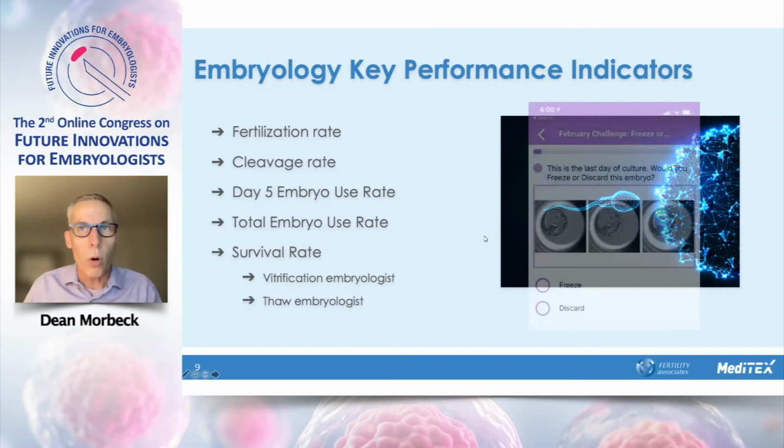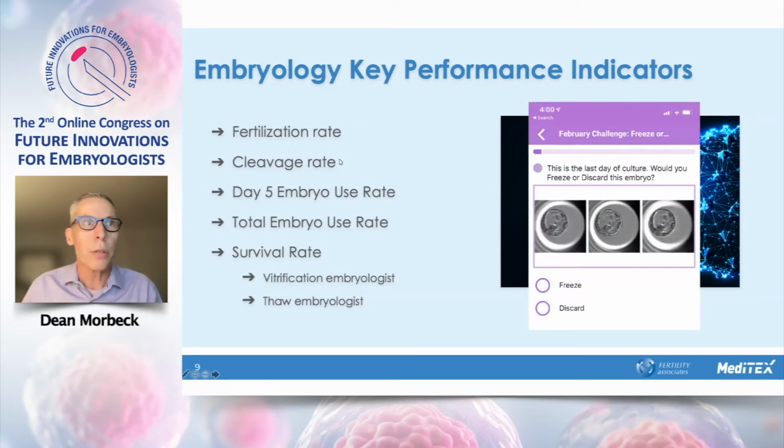I'd like to add one more measure that we don't include in these general ones, and that's really the decisions that we make. Here's an example from an app called Art Compass, and I do disclose that I'm on the advisory board for that company: which day of culture, what would you do on that last day? Would you freeze or discard this embryo? It's a really important quality assurance for decision-making for embryologists that we need to incorporate as well, and we're doing this on a monthly basis, both in New Zealand and in Malaysia.